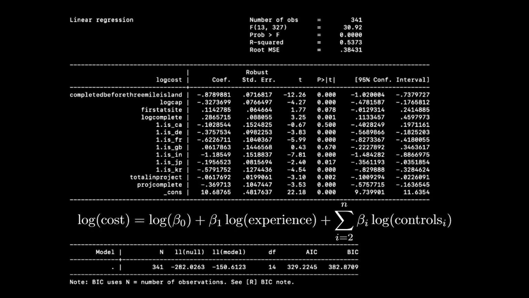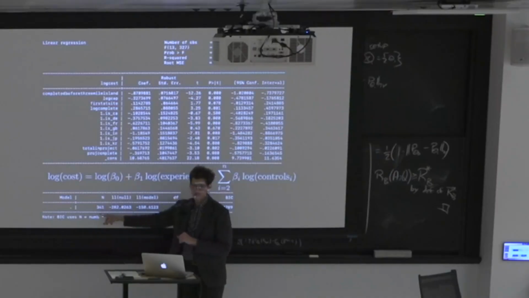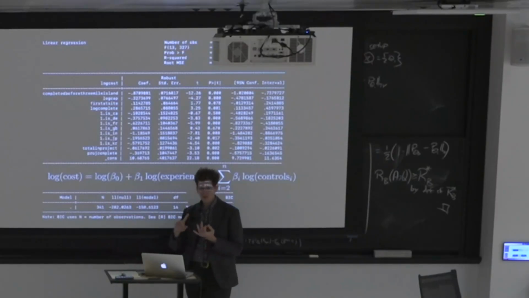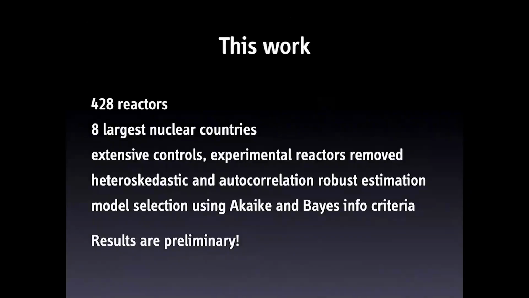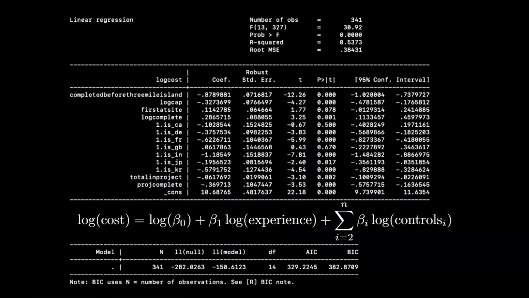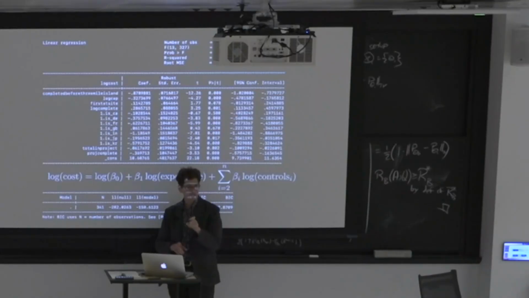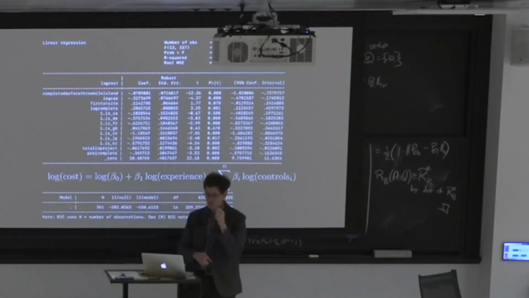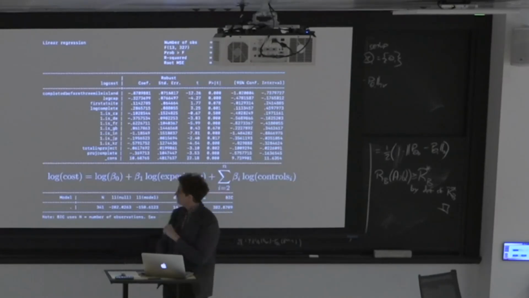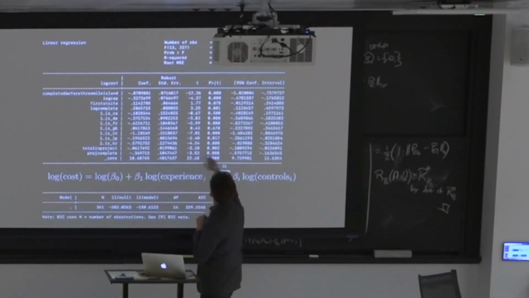This is the screenshot of the output. In the end, only 341 reactors are in the model because of the 428 we started with. We removed all reactors that were one-offs, for which that particular design was not built multiple times, and therefore we can't measure learning. We do this by reactor design. Experimental reactors are removed too. Everything is statistically significant.